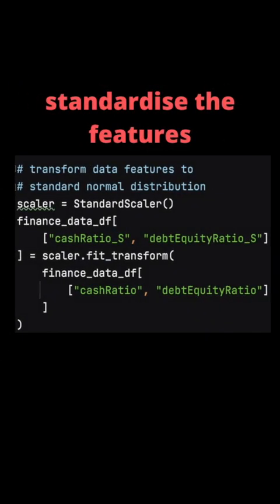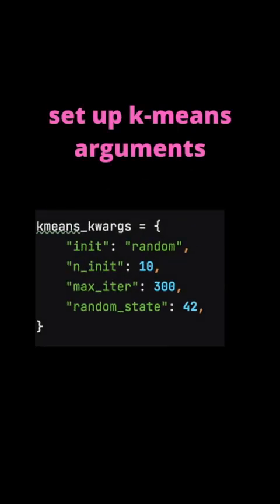As the k-means clustering algorithm is sensitive to the scale of features, I standardized the features, so cash ratio and debt equity ratio would have the same scale. I set up the k-means algorithm arguments.